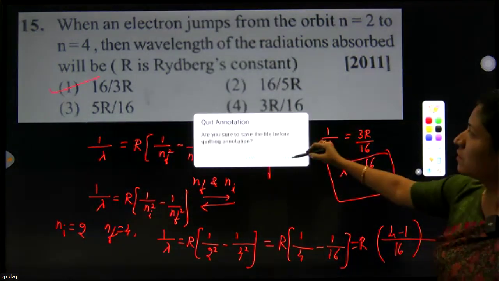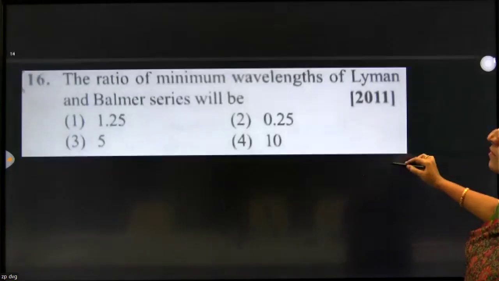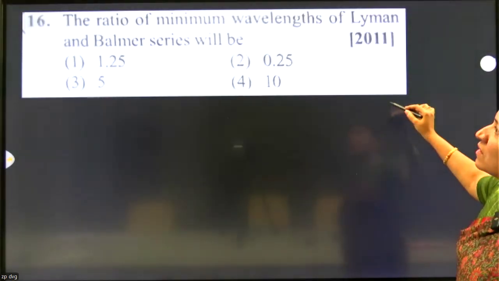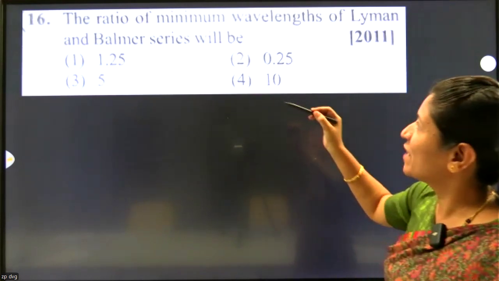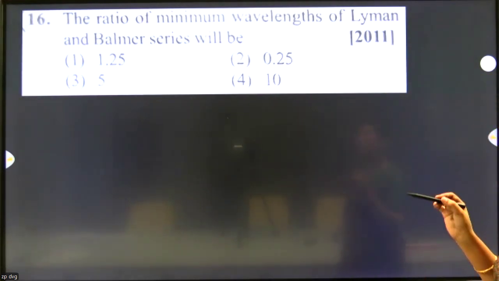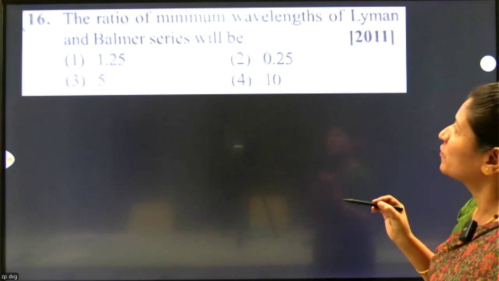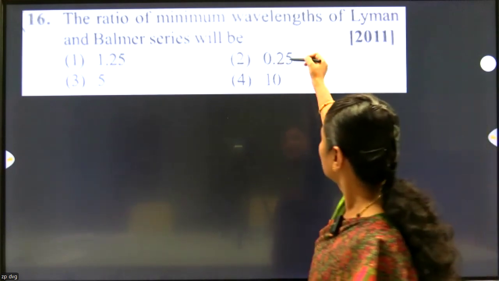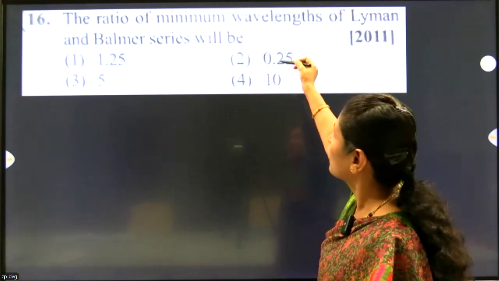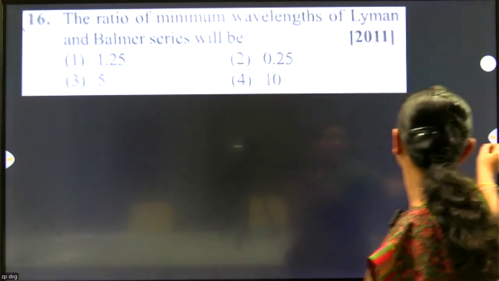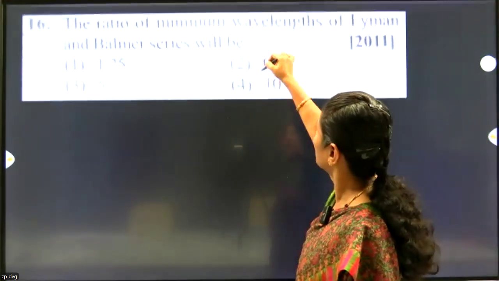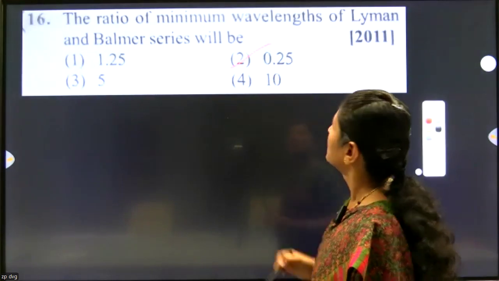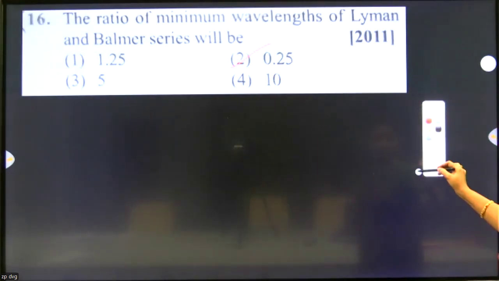Next question. The question is repeated; the sixth question is the same. The ratio of minimum wavelengths of Lyman and Balmer series will be 0.25. We already solved this one. Which one is the answer? The second one. 0.25 is the answer.